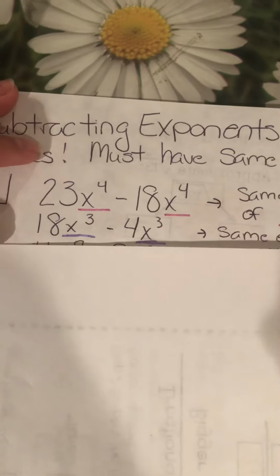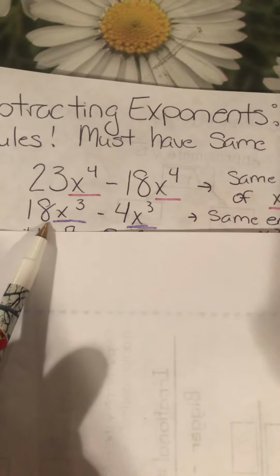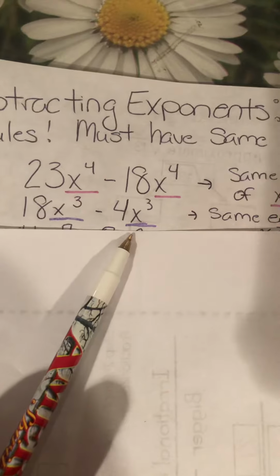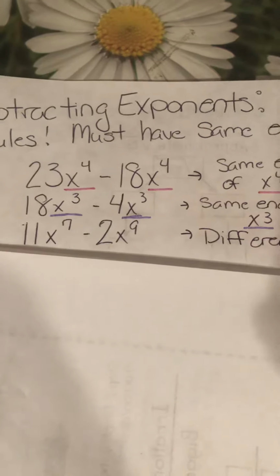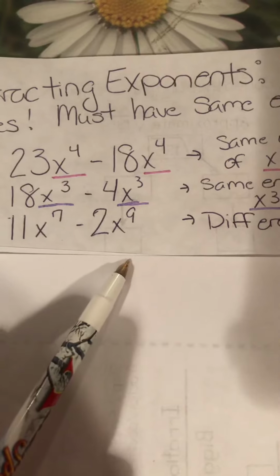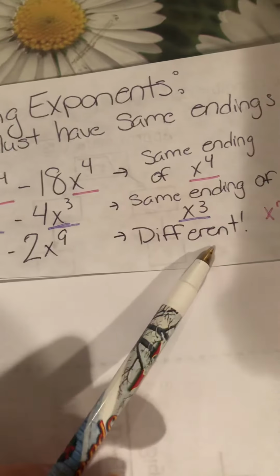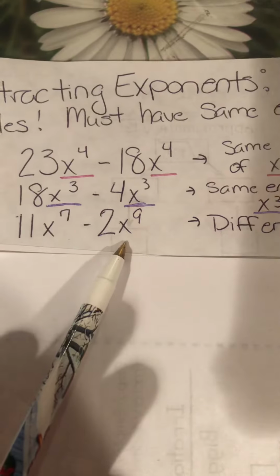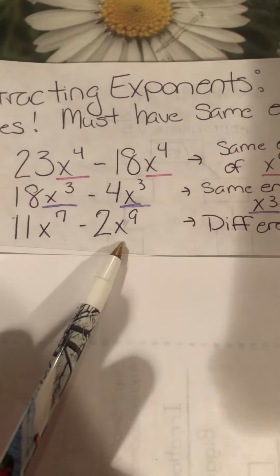Another example, 18x to the third and 4x to the third can be subtracted because they have the same ending of x to the third. One last example is x to the 7th minus 2x to the 9th. I cannot subtract those together because they have different endings. X to the 7th is not the same as x to the 9th, so you cannot combine your terms.